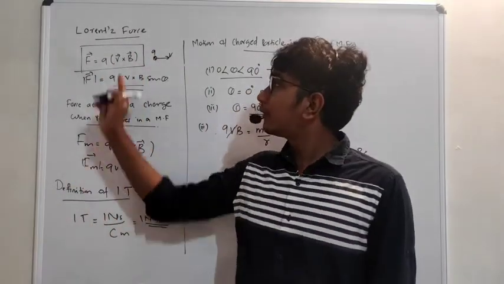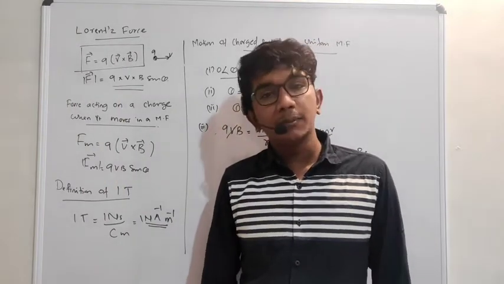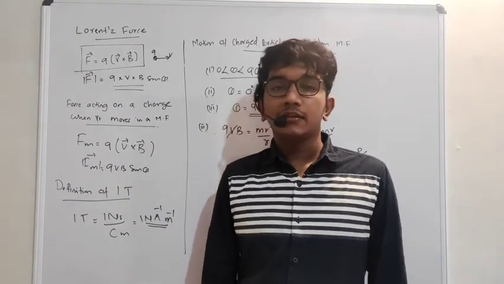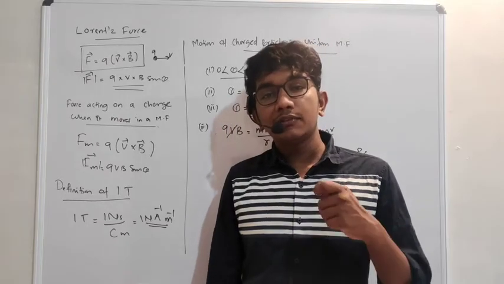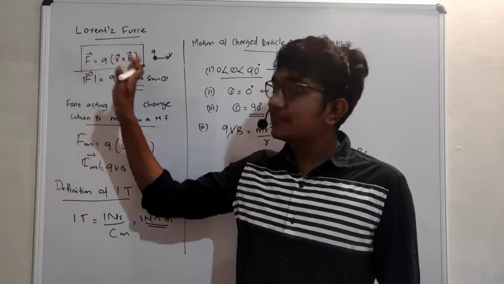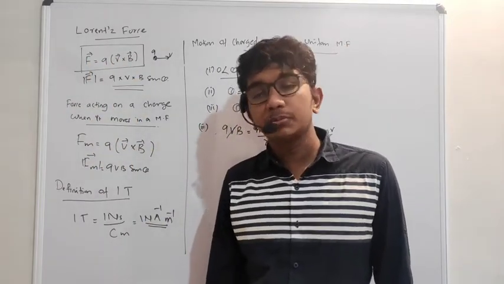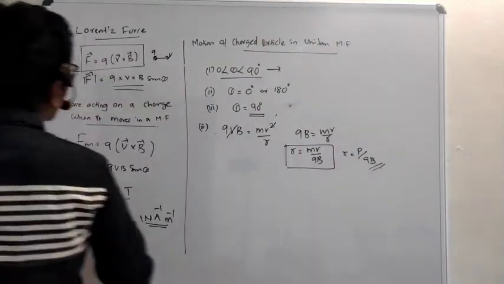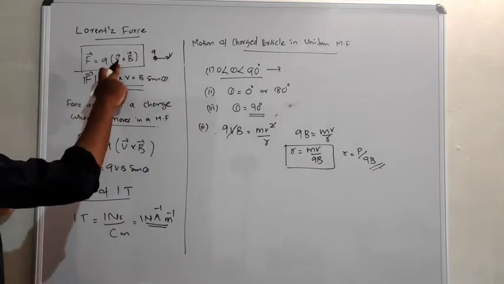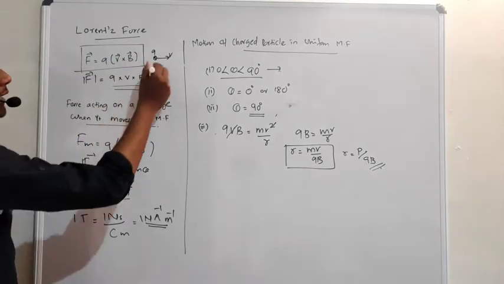You must have heard it in a different way: F is equal to QVB. That is correct only. We need that equation, we have to learn that equation. But this is the exact formula of that equation: F is equal to Q into V cross B. So what is Q? Q is the charge. What is V? The velocity. And what is B? The existing magnetic field.